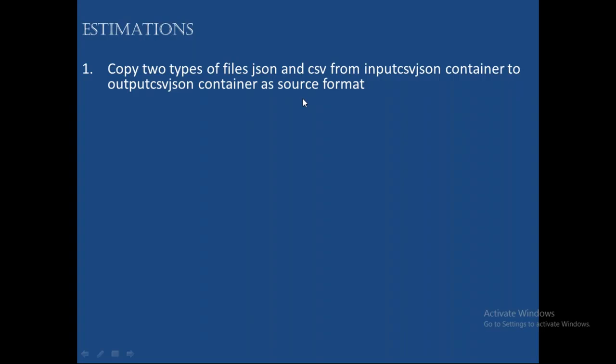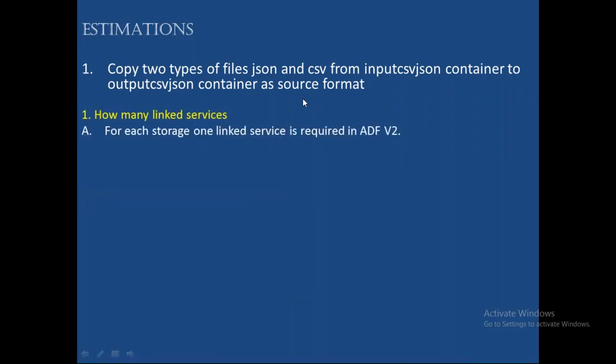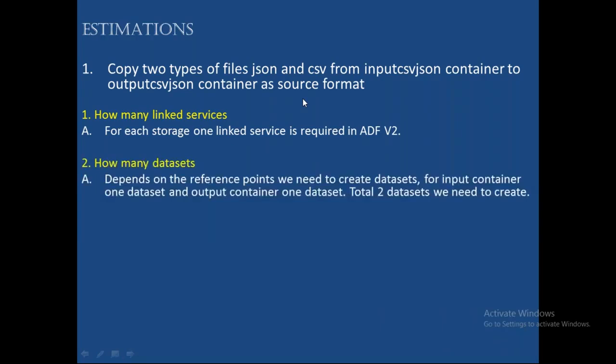For this, we need to create a separate pipeline because the way we handle this particular scenario is totally different. How many linked services? Same. So as we are moving data from input container to output container and both containers are available in a single storage, I can have one linked service and I can have two data sets, because I'm moving data from input container to output container. Okay, how many copy activities?